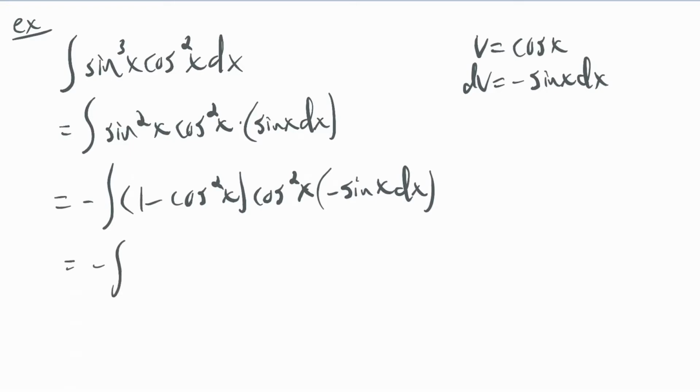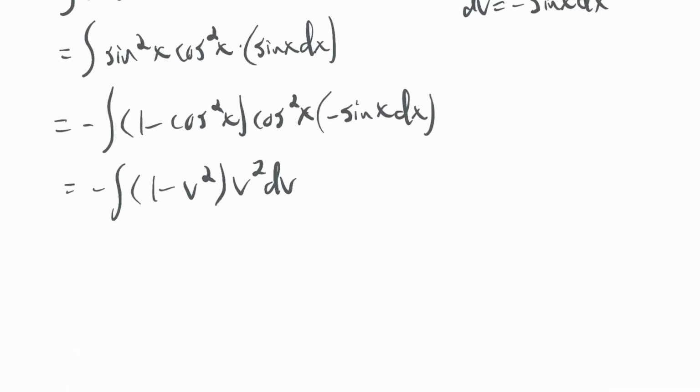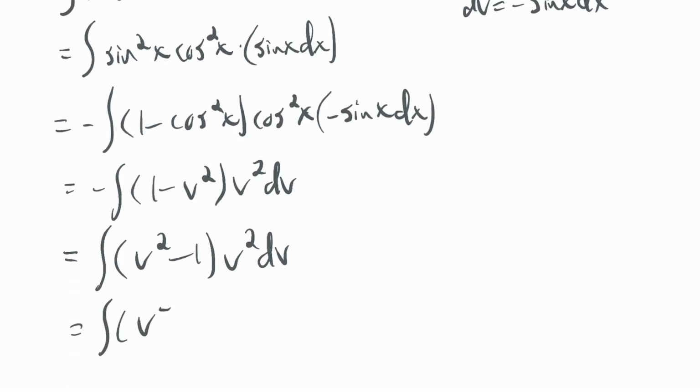So I get negative integral 1 minus v squared times v squared dv. Now I've turned this into a relatively easy antiderivative using just power functions. Well, I could absorb this minus in there, so let's go ahead and do that. So this is the integral of v squared minus 1 times v squared dv, which is then the integral of v to the fourth minus v squared dv.